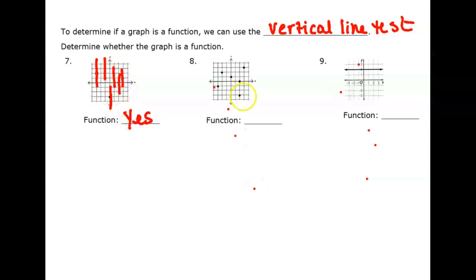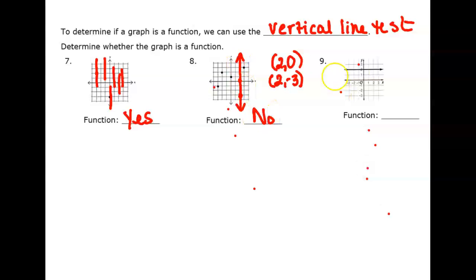Now, you can see the example in number 8 right here at x is 2. An input of 2 has an output of 0, so that 2, 0 point, and then an input of 2 has an output of -3. So the same input has two different outputs, and what happens is when you graph it, they're vertically right on top of each other, so if you drew a line, you go through 2 points, so it fails the vertical line test, so this is not a function.